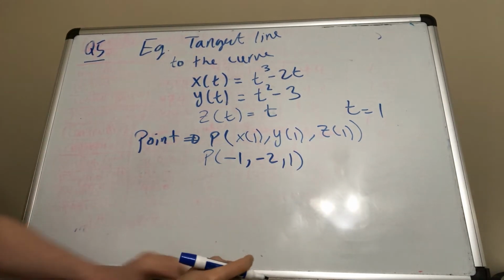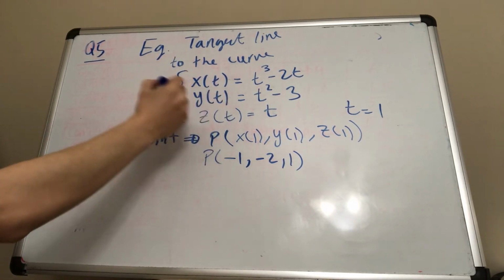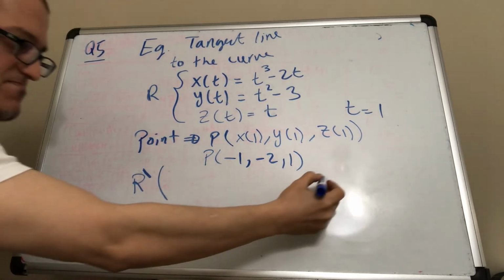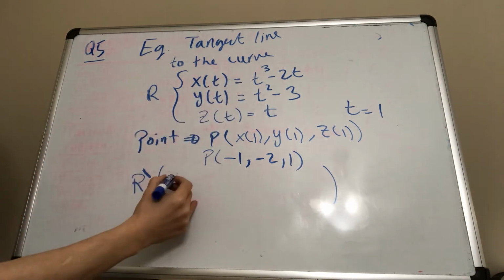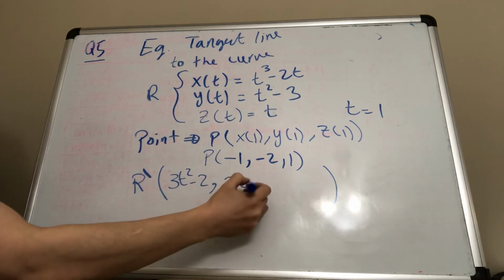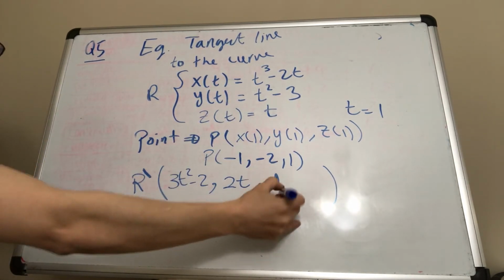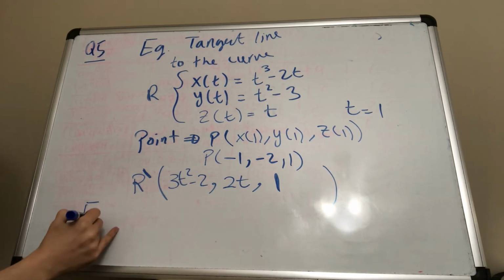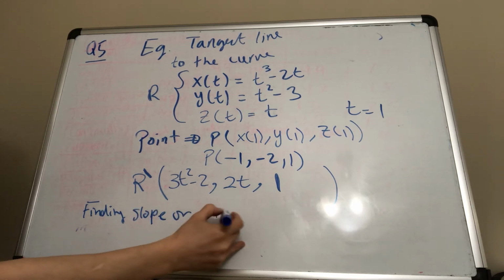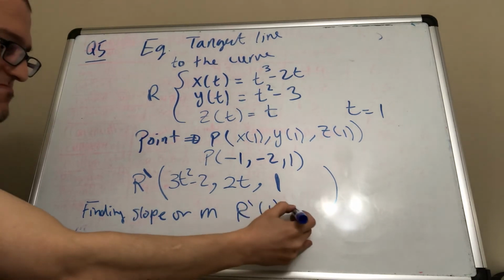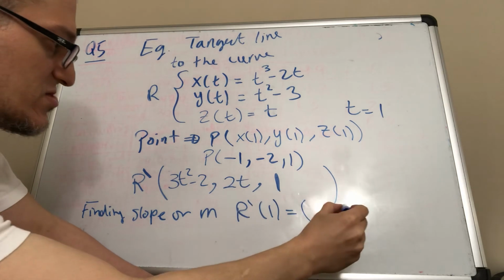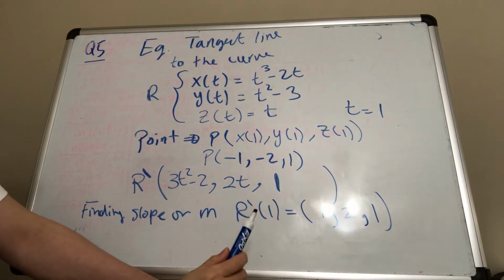What I'm going to do here, let's just say that all of this is r. I'm going to find the derivative of r. So the derivative of this would be 3t squared minus 2. Derivative of this is 2t, and the derivative of this is 1. Now I'm finding the slope, or m, by plugging 1 into this. 1 here will give me 1, 1 here will give me 2, and 1 here is 1 obviously.